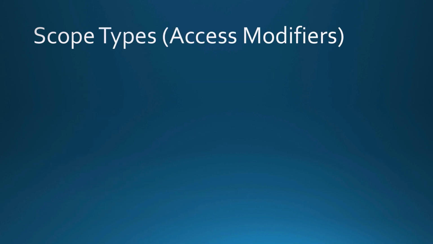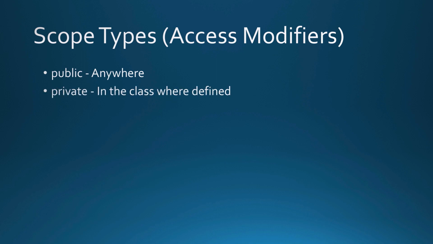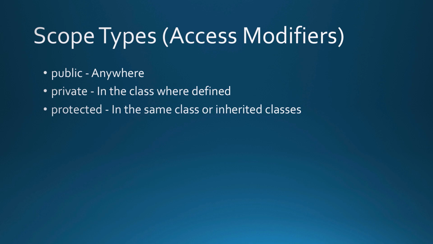There are basically four different scope types, also called access modifiers. There's public, which means that member can be seen from anywhere. Private means only within the class where they are defined. Protected means they can be seen in the same class they're defined or inherited classes. Internal means within the assembly in which they are defined. That's the only location they can be seen.